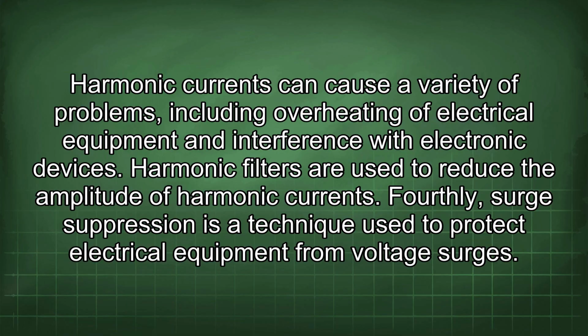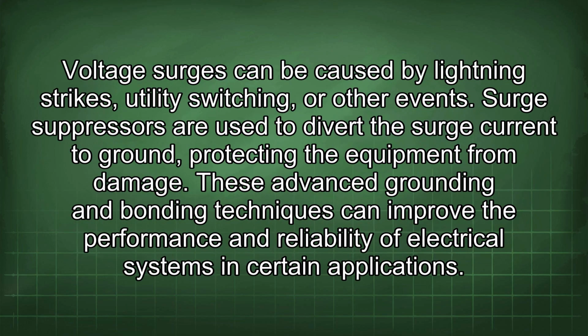Fourthly, surge suppression is a technique used to protect electrical equipment from voltage surges. Voltage surges can be caused by lightning strikes, utility switching, or other events. Surge suppressors are used to divert the surge current to ground, protecting the equipment from damage. These advanced grounding and bonding techniques can improve the performance and reliability of electrical systems in certain applications.